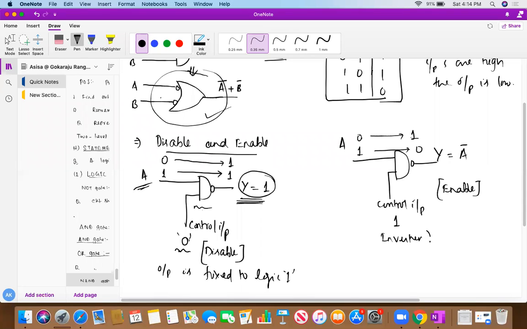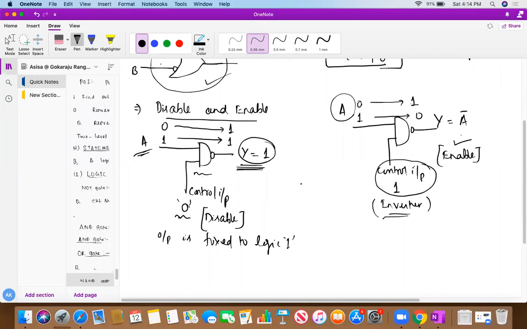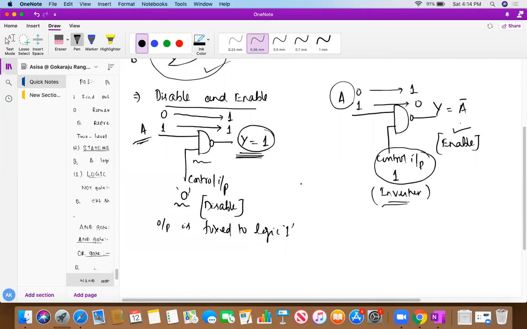It's kind of an inverter kind of thing. If I give control input 1, then I am achieving an enabled circuit. Why is it enabled? Because the output is getting changed with respect to the given input. That's why it's called an enable circuit. The circuit gets enabled; the circuit is now working here and the circuit is not working here.